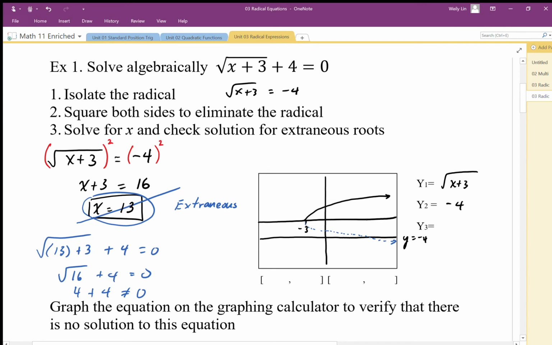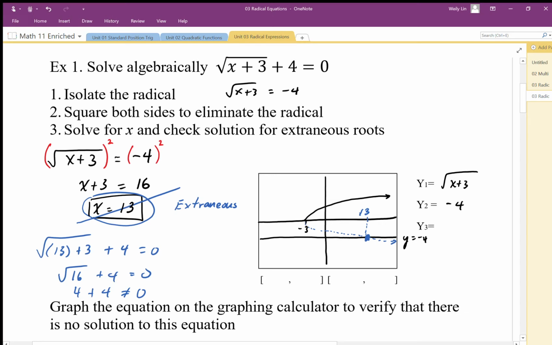And in fact, that other half of the parabola will intersect the line y equals negative 4, at x equals 13. If you adjust your window a little bit and draw the mirror image, the other half of the parabola, on this graph, you'll see that it does in fact intersect the y equals negative 4 line. And there it is.